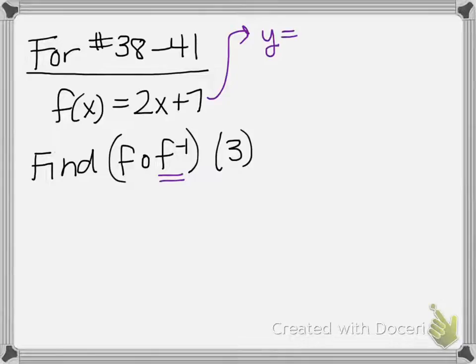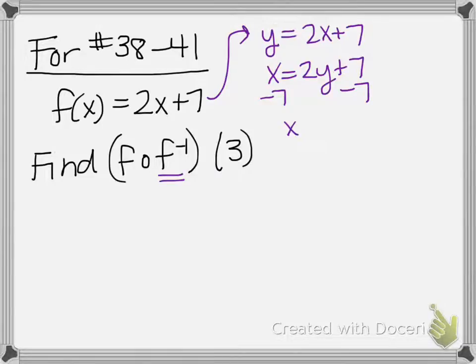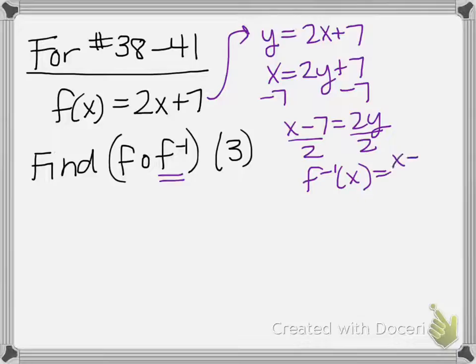So we have y is equal to 2x plus 7. We'll replace f of x with y, and then to find the inverse means switch x and y. So I'm switching x and y, and then I'm going to solve for y here. I get x minus 7 is equal to 2y, and divide by 2. So now I know my inverse is that, x minus 7 over 2.